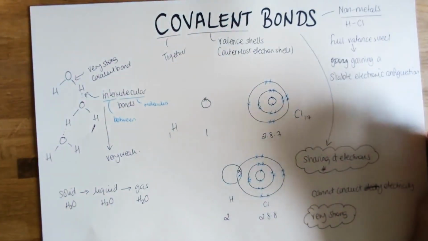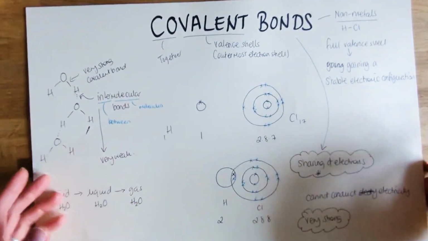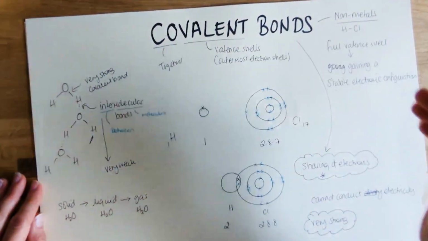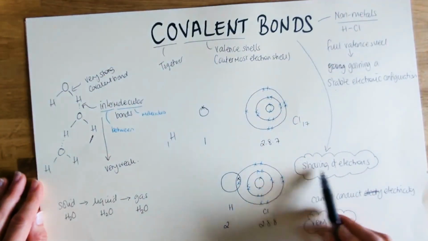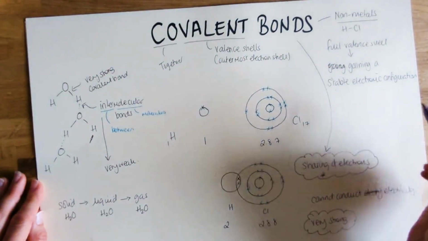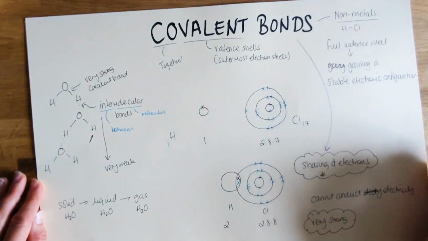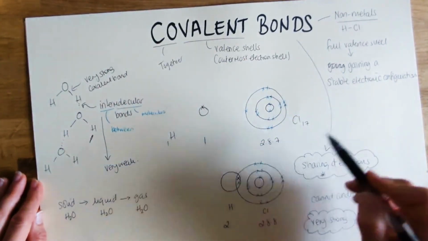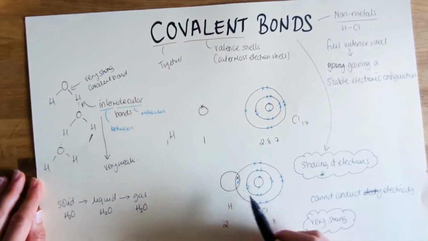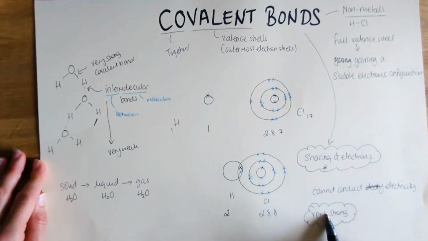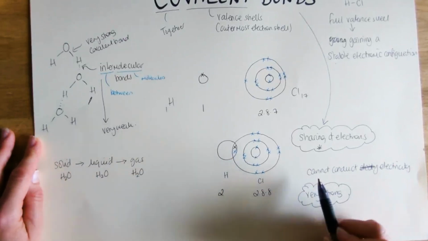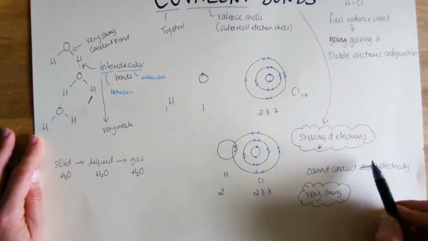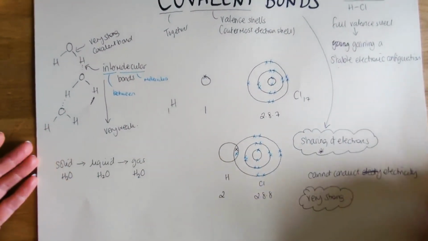Okay, so the key takeaways from covalent bonding. Covalent bonding involves the valence shells of 2 atoms. The electrons in the outermost shell are shared between these 2 atoms to ultimately gain a stable electronic configuration. Because they each achieve a stable electronic configuration, these covalent bonds are strong. Because there is no transfer of electrons, only sharing, covalent compounds cannot conduct electricity.